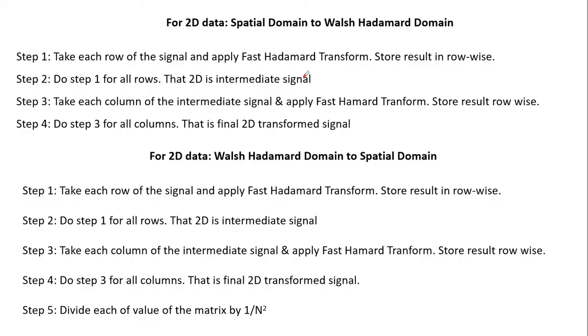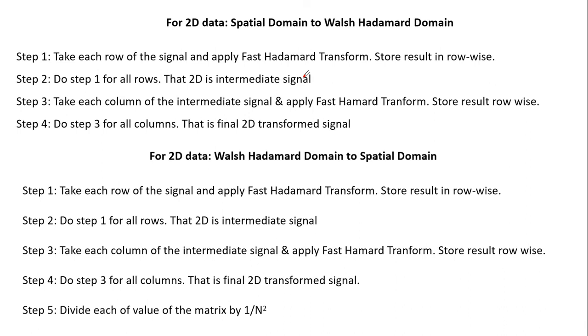Now this we solve the problem for only one dimensional. Similarly we can apply it for the two dimensional, but you have to remember the steps. For two dimensional, take each row of the signal and apply the fast Hadamard transform. Store the result row wise. Do step 1 for all rows. This is the intermediate signal.